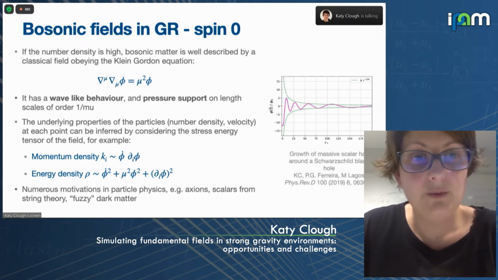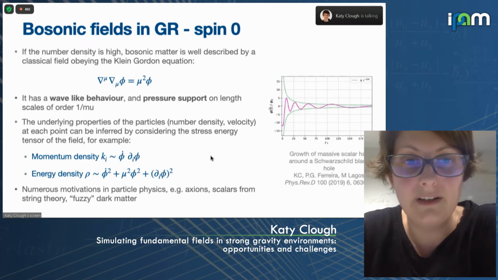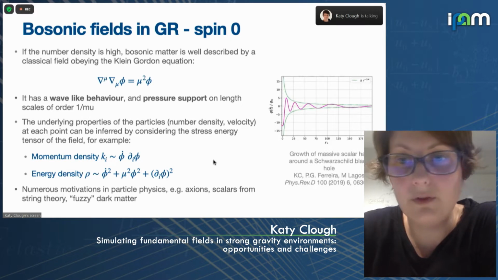There are numerous motivations in particle physics for scalar degrees of freedom, so things like axions, and scalars from compactifications and string theories. I mentioned already that it's a candidate for dark matter, particularly fuzzy dark matter. So as I say, this case is quite well motivated, I think.